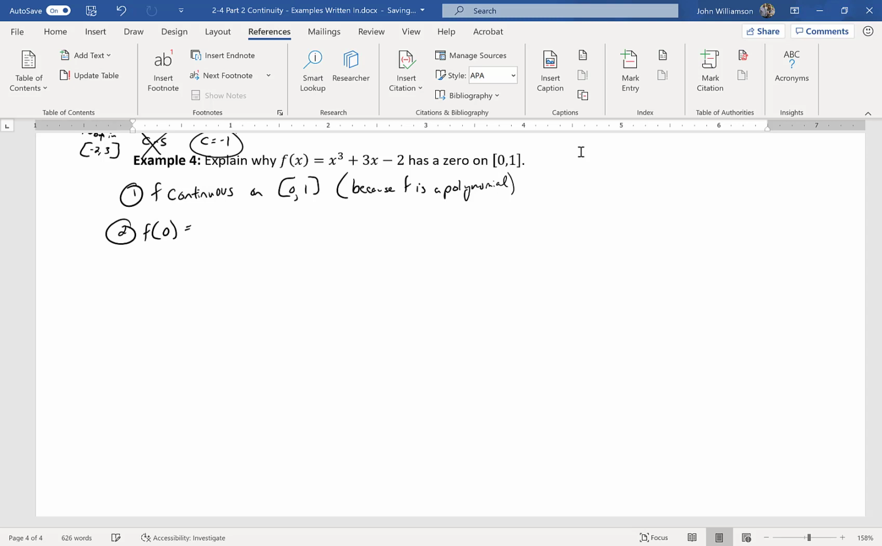So f of 0 is 0 cubed plus 3 times 0 minus 2. So that's just negative 2. f of 1 is 1 cubed plus 3 times 1 minus 2. So that's 1 plus 3 minus 2, which is 2. So negative 2 and 2 are not equal. So f of 0 is not equal to f of 1. So because it meets these two criteria, the intermediate value theorem applies.